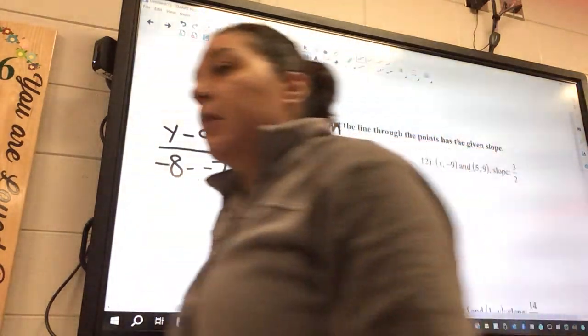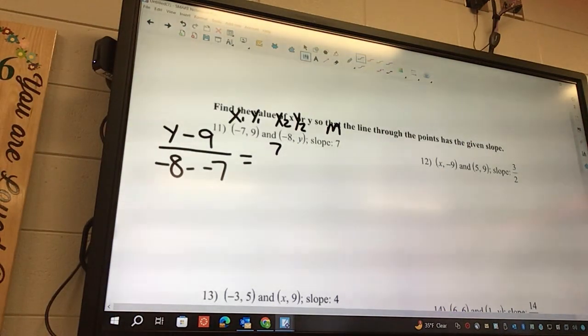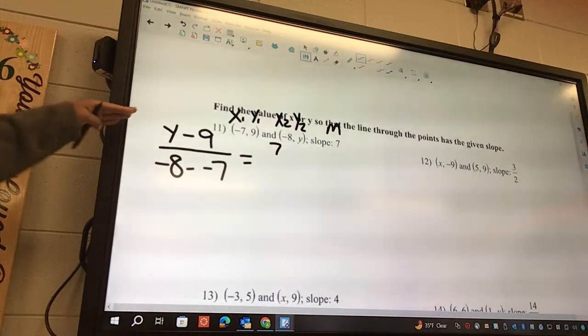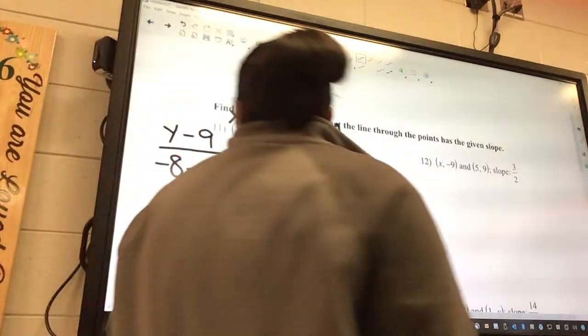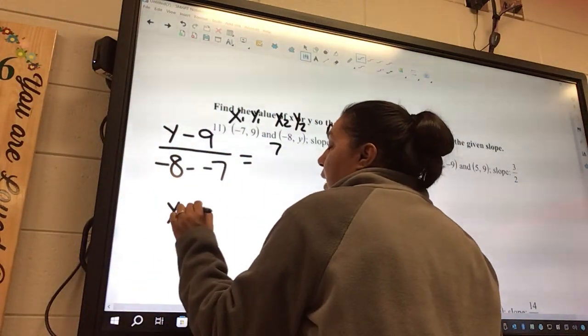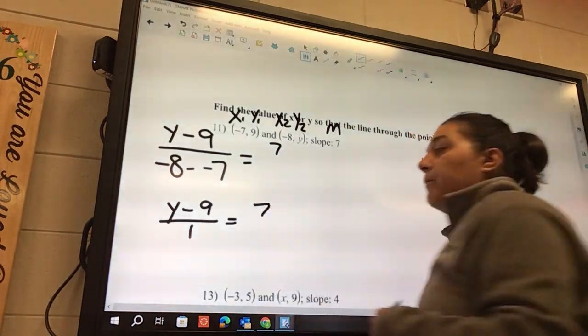Okay, and here's where it starts to change a little bit. So, your first step is going to be to reduce whichever one of the fraction parts you can. Which one is going to be, the top or the bottom? The bottom. Okay, so type it on your calculator, negative 8 minus negative 7. What do you get? Negative 1. So this is going to look like y minus 9 over negative 1 equals 7.